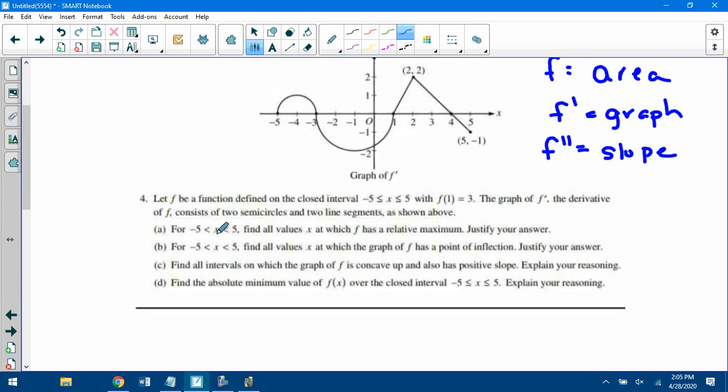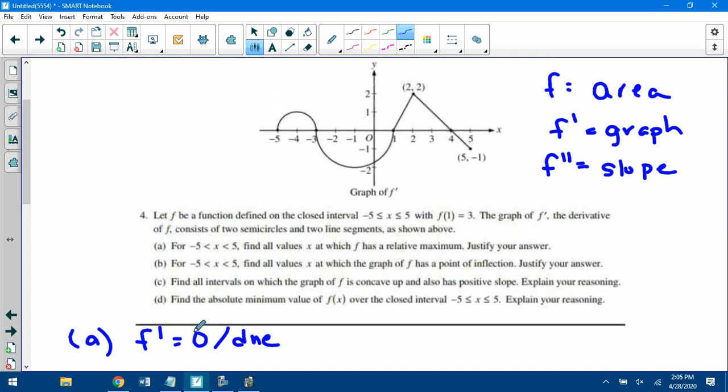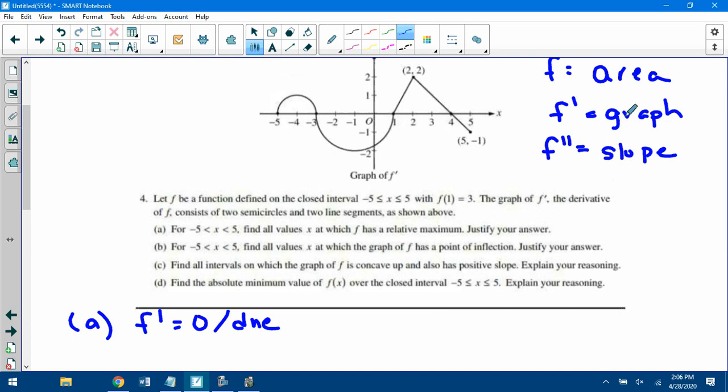Part A, between -5 and 5, find all values of x for which f has a relative max and justify. If I want a relative max of f, if I had an equation for f, what would I do? I would take the derivative and set it equal to 0, or it does not exist. Don't forget that. Well, if I want to know where the derivative equals 0 or does not exist, I just have to look at where the graph equals 0. Now, the graph exists everywhere. There's no asymptotes or holes or anything like that. But it equals 0 at x equals -3, x equals 1, x equals 4. I'm not including -5 because that's an endpoint that's not included.